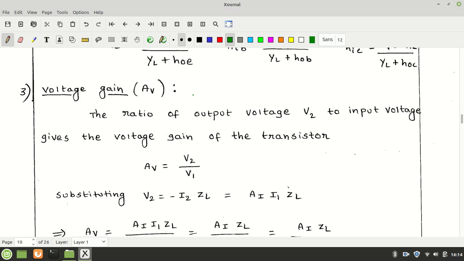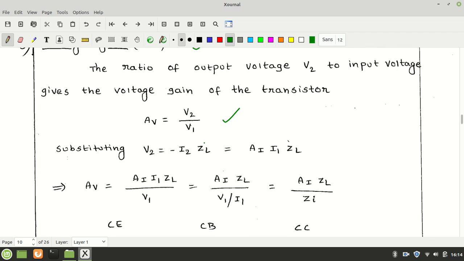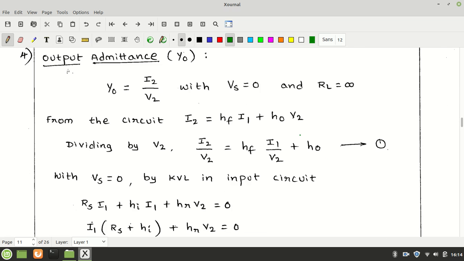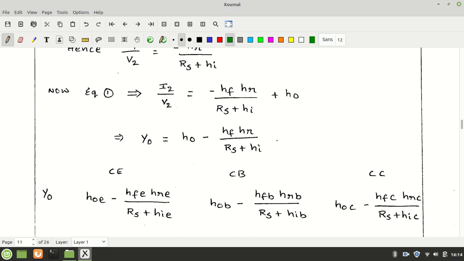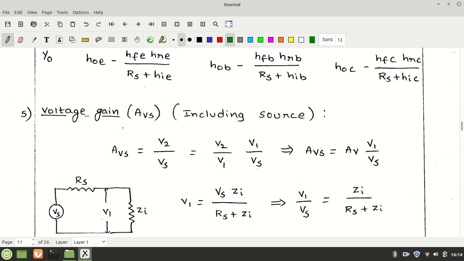Similarly, you can find the voltage gain AV, which is V2 by V1, that is the output voltage by input voltage. So following the same procedure you can find this. This is nothing new. Similarly, output admittance means I2 by V2, this should be calculated, and you can again get some constant values.